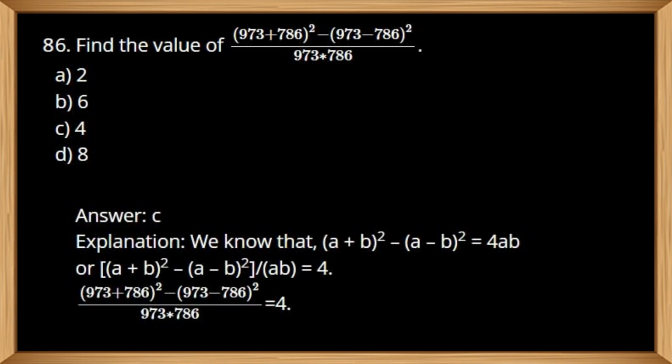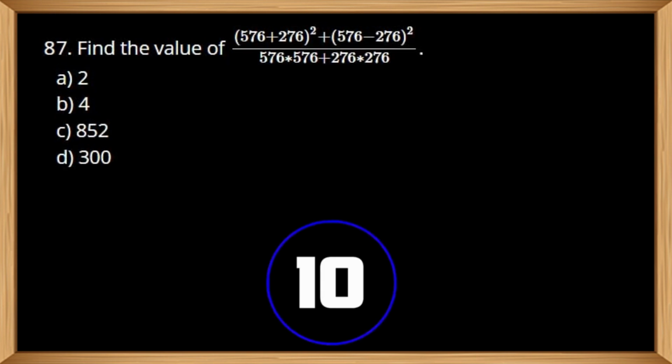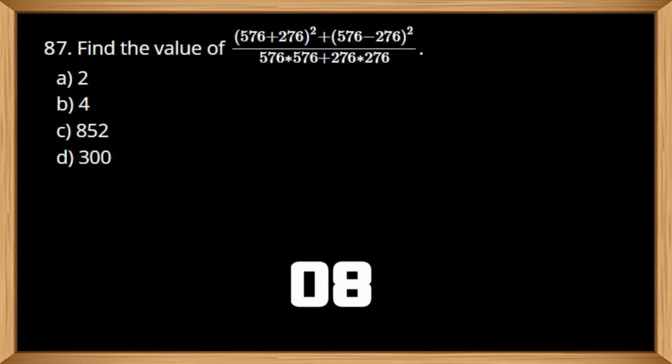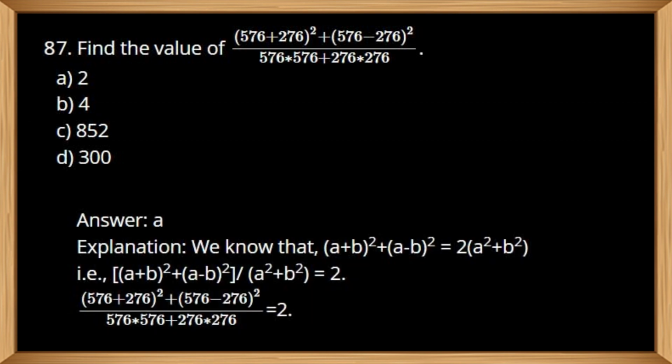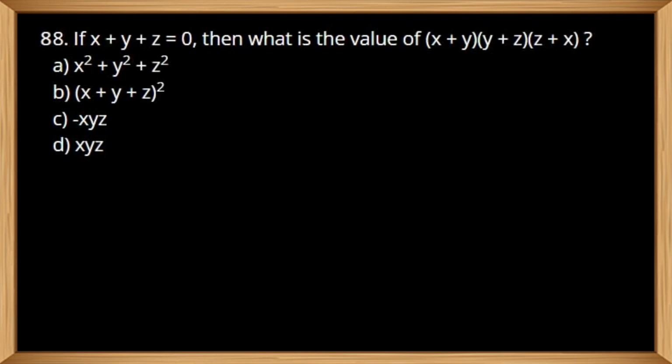Option C 4. Find the value of this expression. Option A 2. If x plus y plus z is equal to 0, then what is the value of (x plus y) into (y plus z) into (z plus x)?